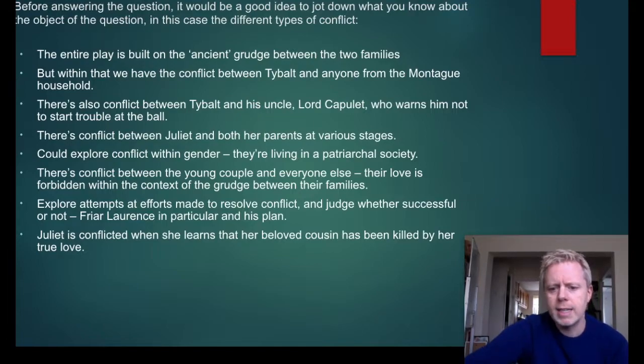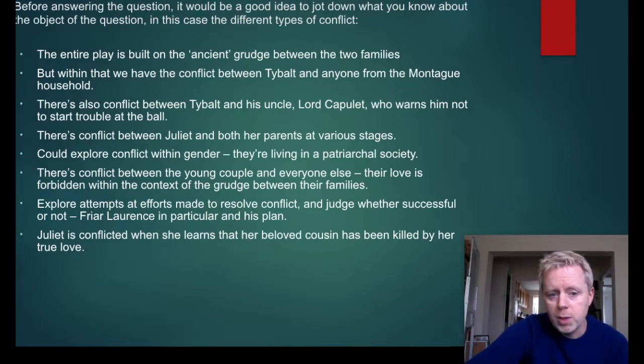Tybalt wants to start fighting the second he realises that Romeo, a sworn enemy from the Montague family, has gate-crashed the ball. But his father, Lord Capulet, not only says you will not fight now, but says that he's actually heard good things about Romeo, and maybe Romeo's a nice, decent man and shouldn't be considered a threat or the enemy at all. But Tybalt isn't having any of that.